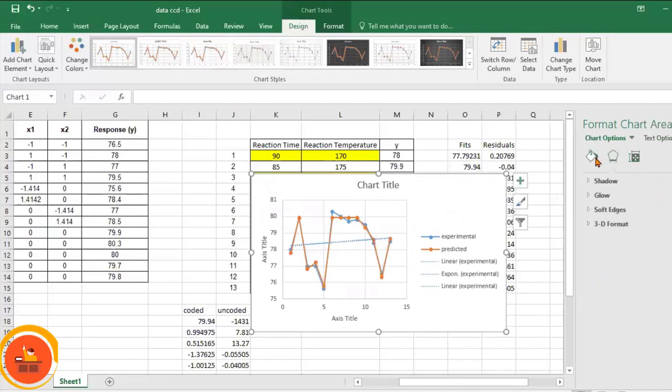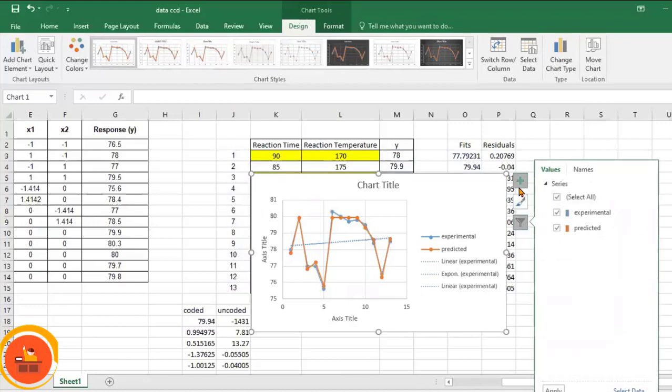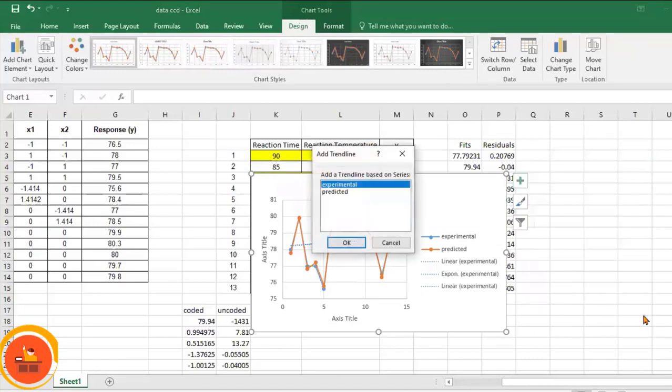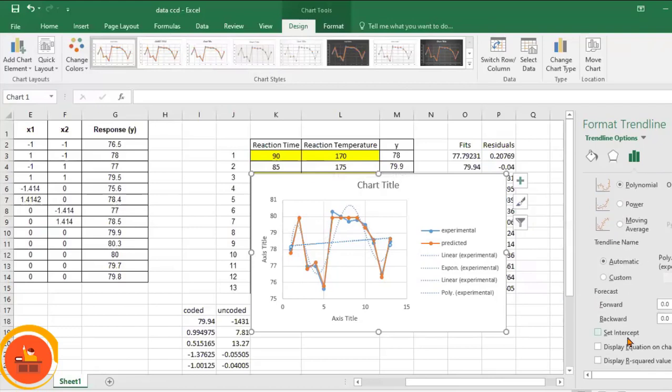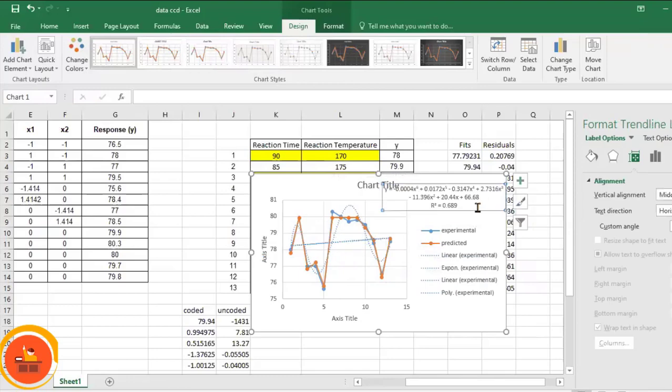So for making it, it has been changed. Trend lines, more options, experimental, polynomial. Here the maximum order is up to 6. We can do the polynomial equation also, and just press display R square on the chart, equation on the chart, and you will get it. And you can see how that R square is there for the 6th order polynomial.